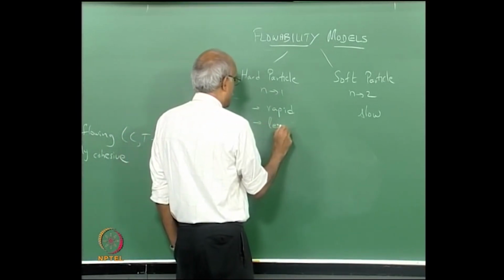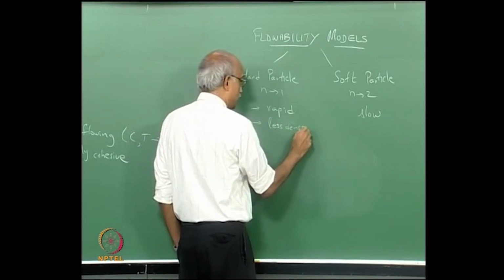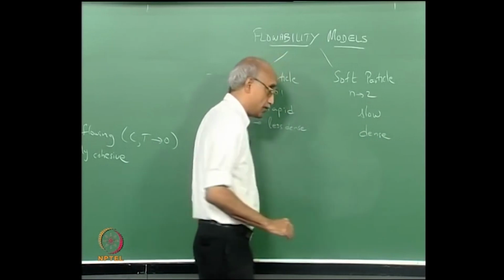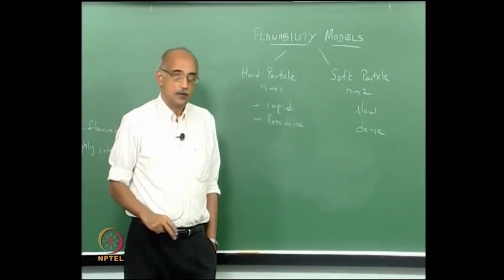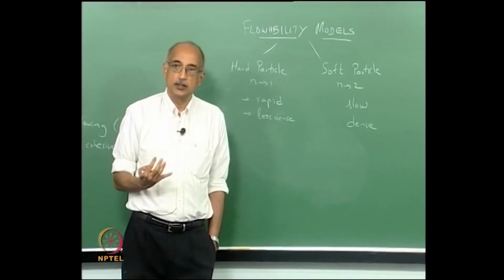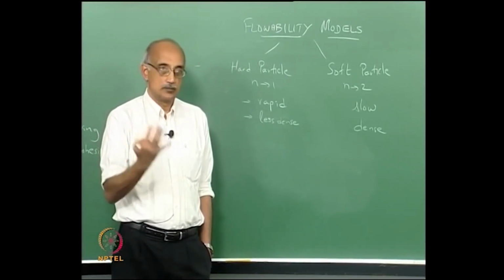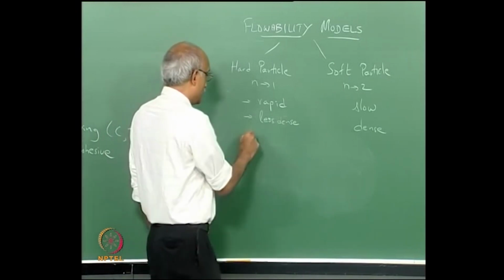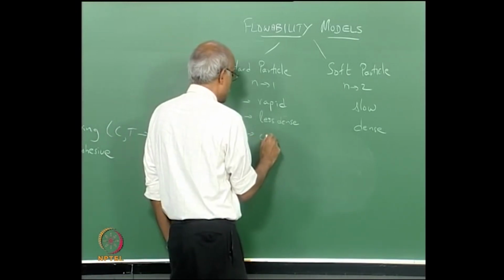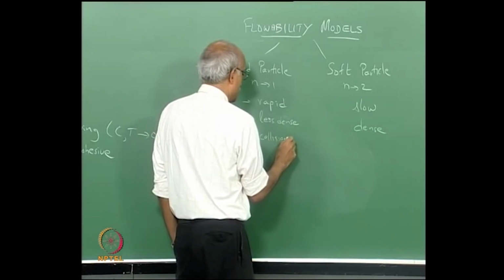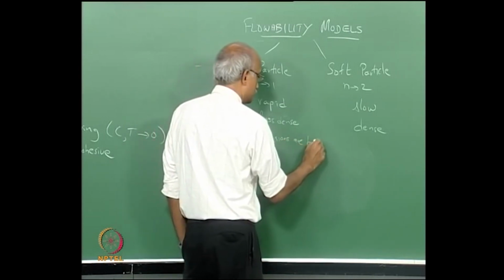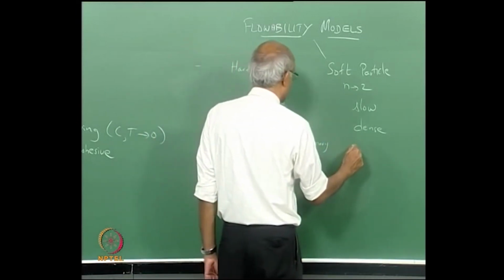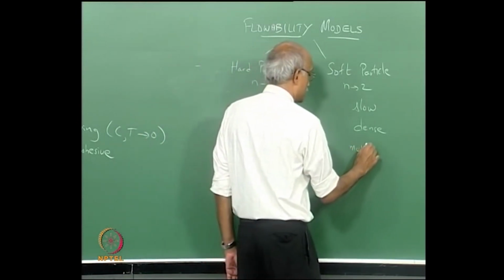The hard particle model refers to cases where the materials are less densely packed, whereas the soft particle model applies to a case where the materials are more densely packed, leading to more cohesion between adjacent particles or adjacent layers of particles. Collisions are binary in the case of the hard particle model, whereas in the case of the soft particle model, you have multi-particle collisions.